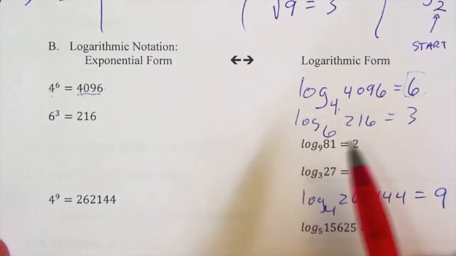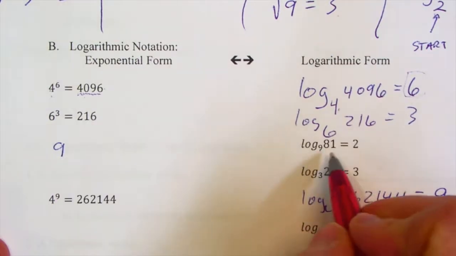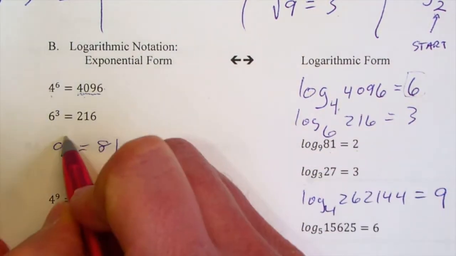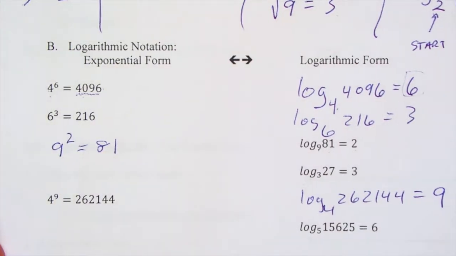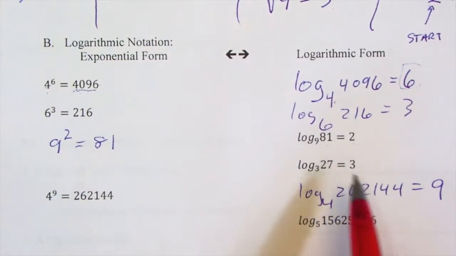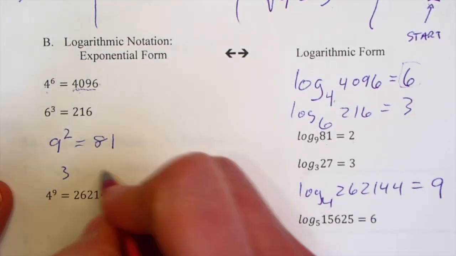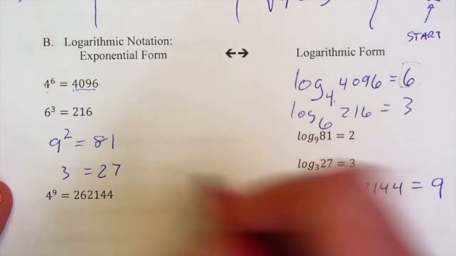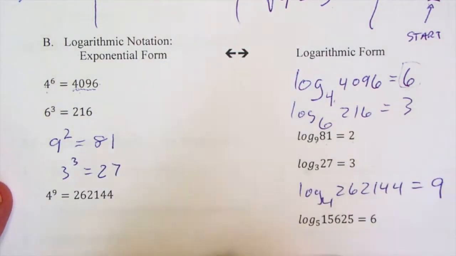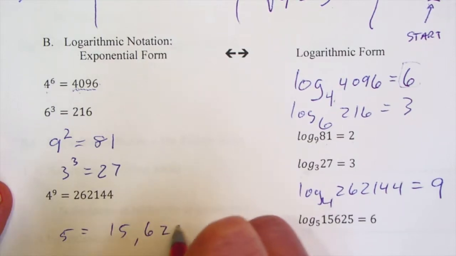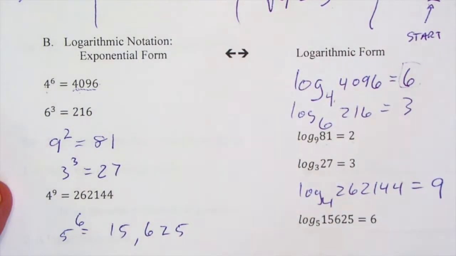So it's going to go like this. The starting number is a 9, put down a 9. The ending number is an 81, put down an 81. What's the exponent? A 2, like that. So 9 squared is 81. See if you can pause it and try the other two. Start with a 3, end with a 27. The exponent is a 3. Start with a 5, end with 15,625, and the exponent is a 6, like that, and you've got it.